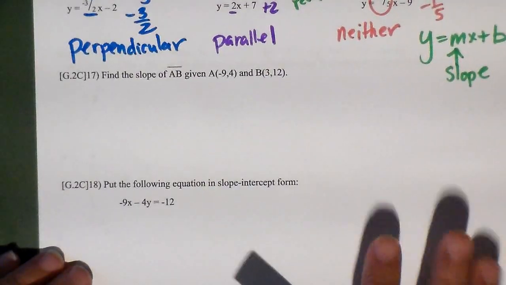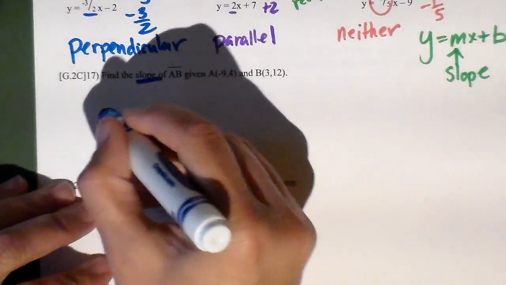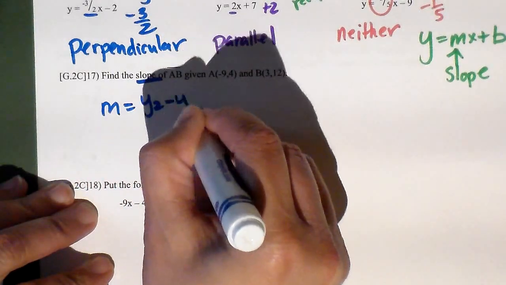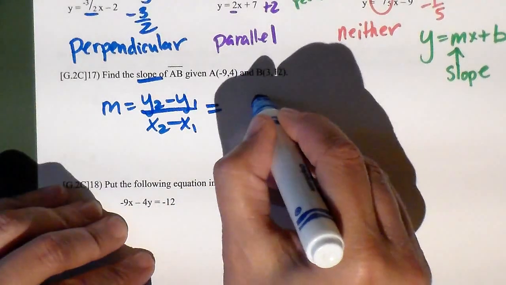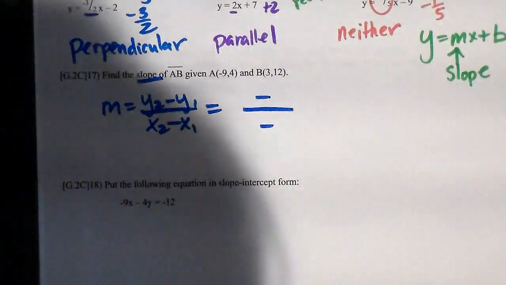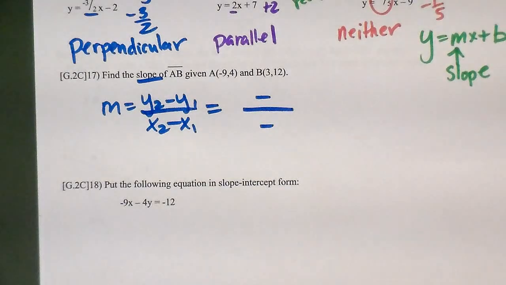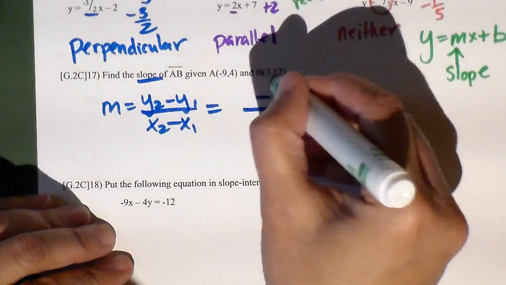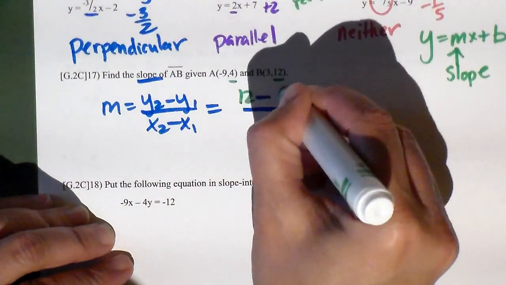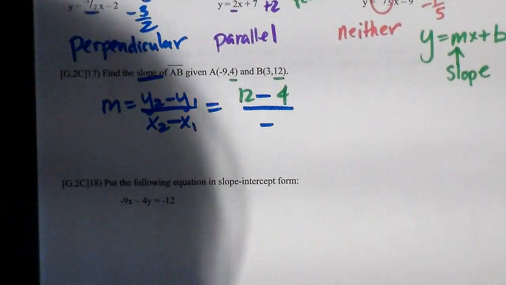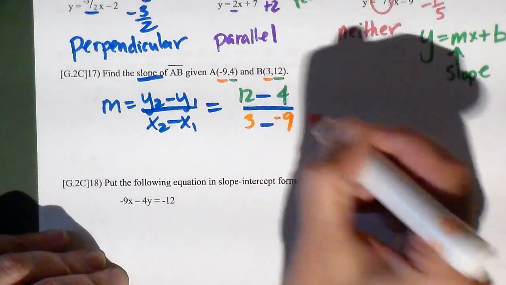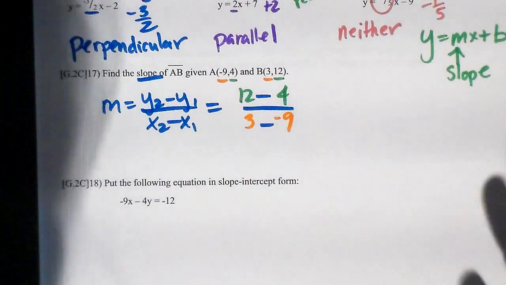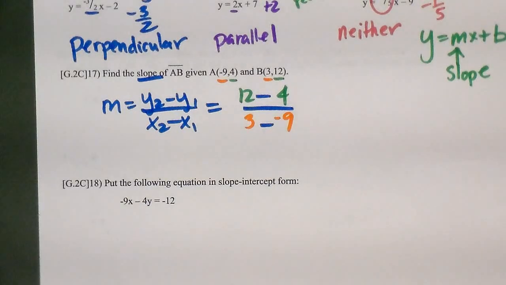The last two, this one we're going to find the slope. And again, I gave you the slope formula. It's the change in y over the change in x. So I'm going to plug in. And my two y values are 12 and 4. So I'm going to plug those in for y. And my two x values are 3 and -9. So I'm going to plug those in for x. And a lot of you got to this point, but then you didn't reduce, so you lost 1 point, one measly point.